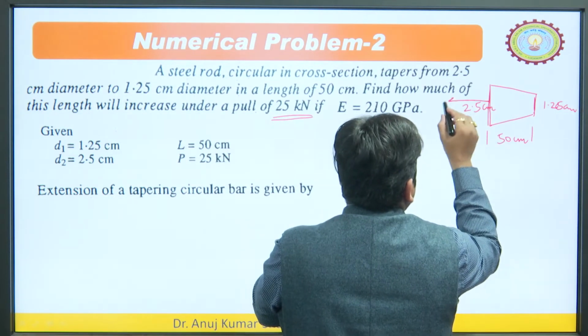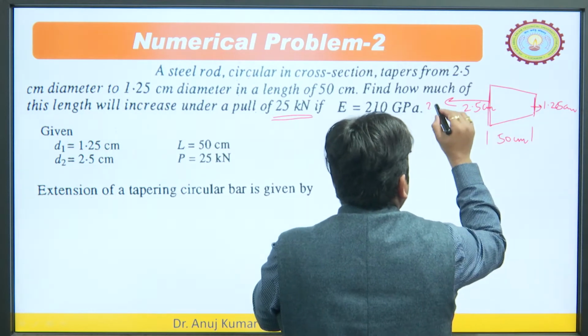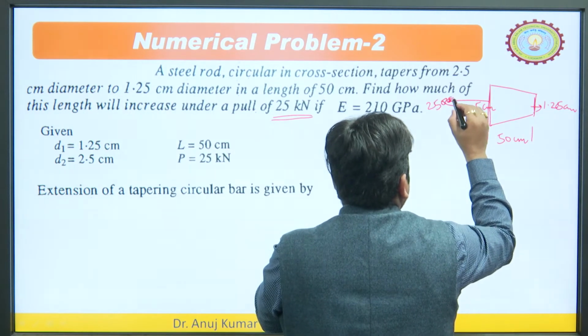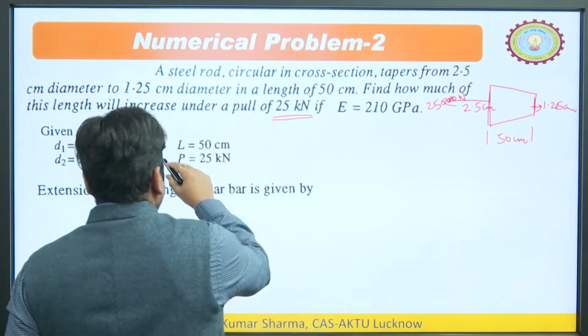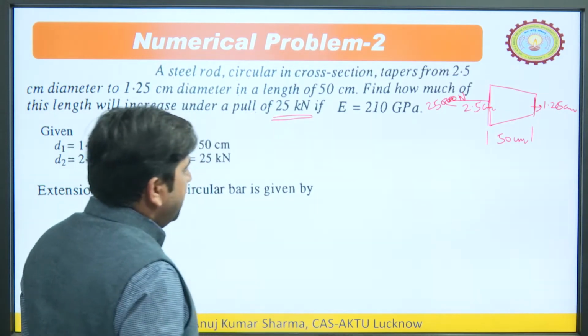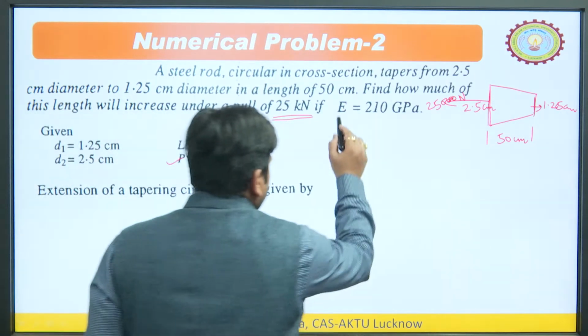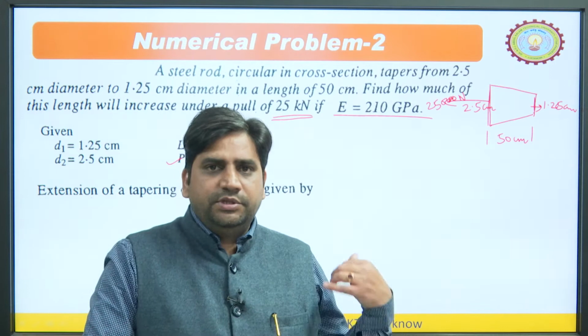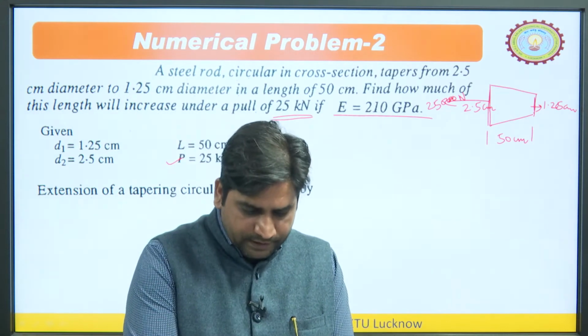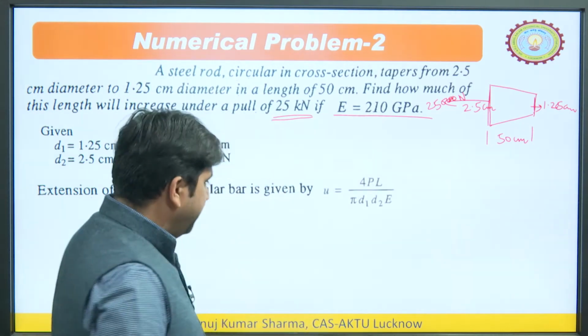Here it is a pull. The pull is 25,000 Newton, converted from kilonewton. All these dimensions are given. We have a standard formula, and E is given also, for the material it is made of. So, you can apply this formula directly, as we have derived this formula.